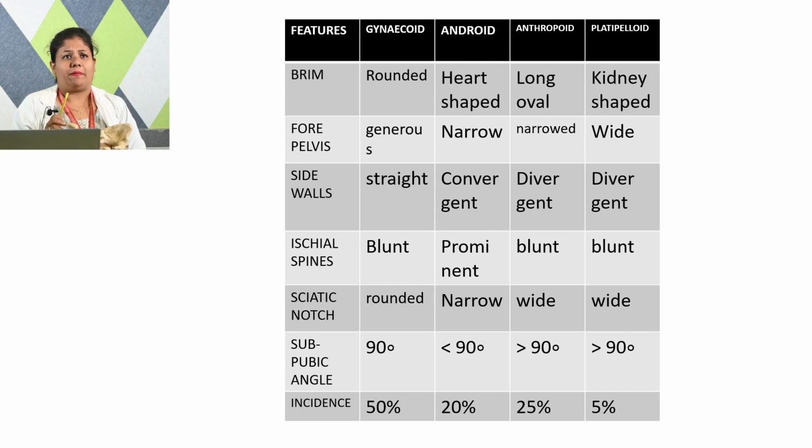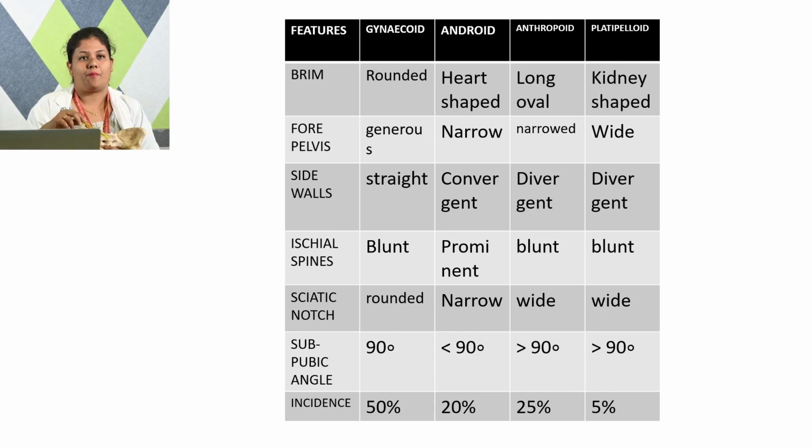Next is the platypelloid pelvis, the brim. It is kidney shaped. So these three pelvises, that is the android pelvis, anthropoid pelvis, and platypelloid pelvis, are not favorable to give birth because their brim is not rounded. So only the gynecoid pelvis has the brim of rounded shape.